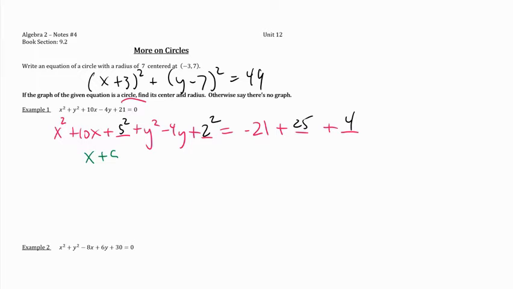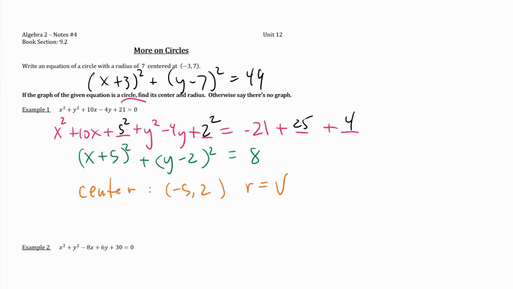This becomes x plus 5 squared plus y minus 2 squared equals 8. So the center would be -5, comma, 2, and my radius equals square root of 8, which is 2 root 2.